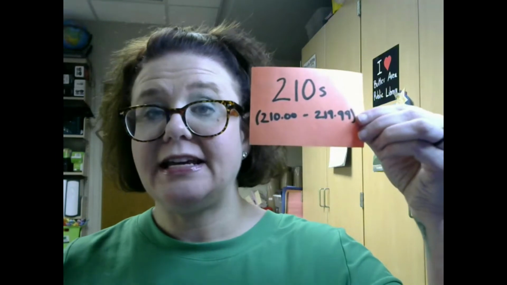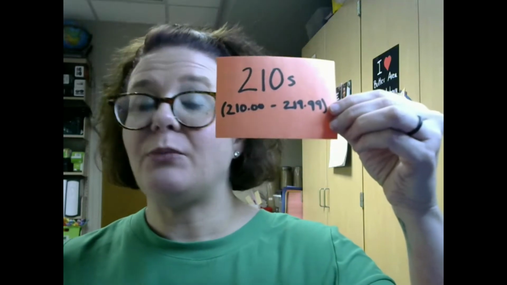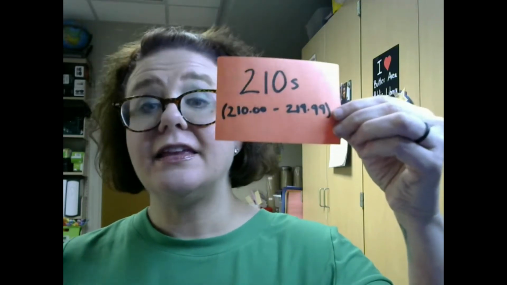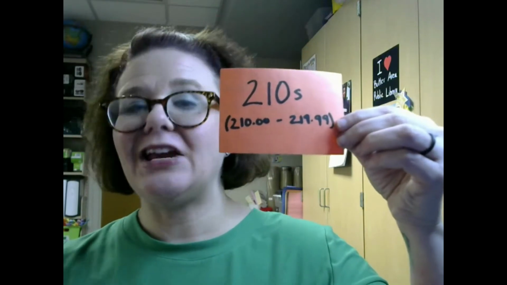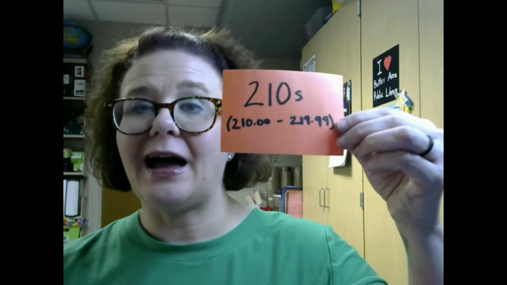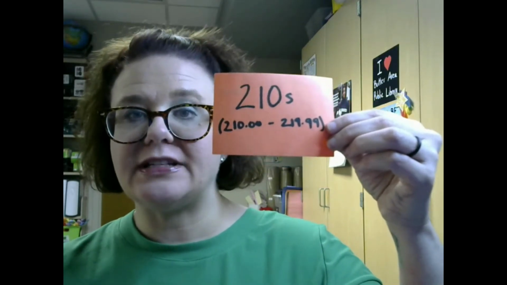The next section is the 210s. That's going to cover 210.00 to 219.99. This section covers natural theology, or the nature of religion in general. It's going to talk about the ideas behind religion and different philosophies of religious beliefs.